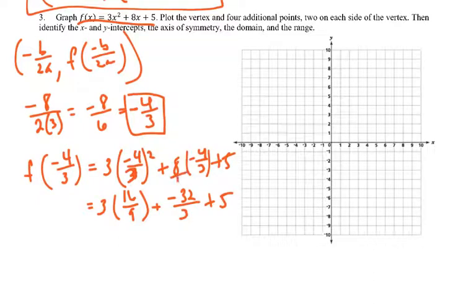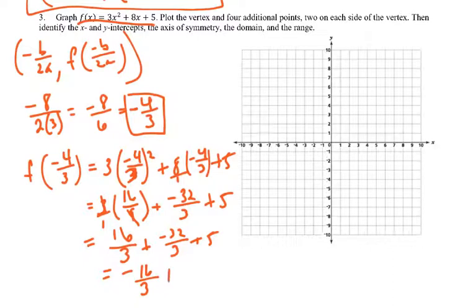Because you can think of the 8 being over 1. Now, I can cancel out our 3 and our 9, so that gives us 16/3 plus negative 32/3 plus 5. That equals negative 16/3, because 16/3 plus negative 32/3 is negative 16/3, plus 5.